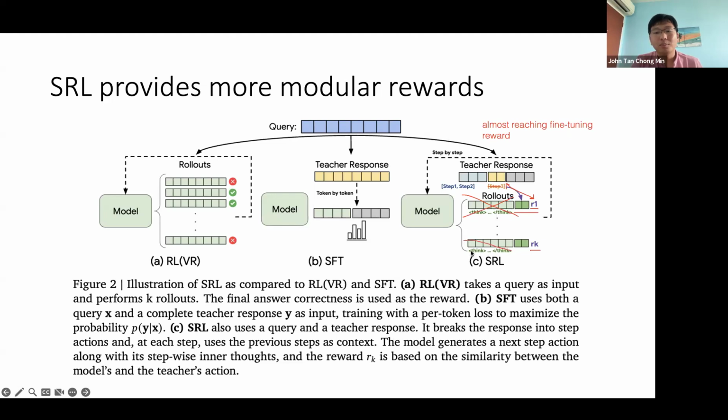So we avoid over-committing to the thinking tokens, which sometimes might think in the wrong path, but we just focus on what's actually the output for that step itself.